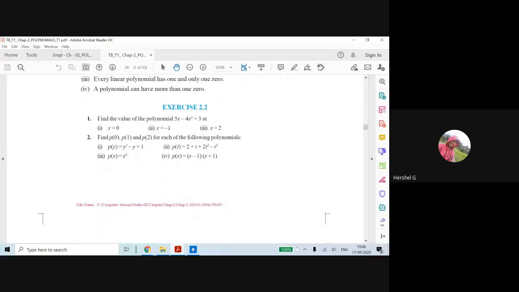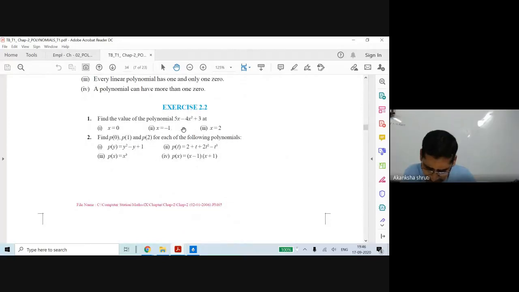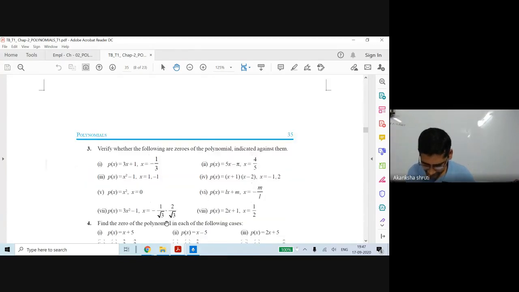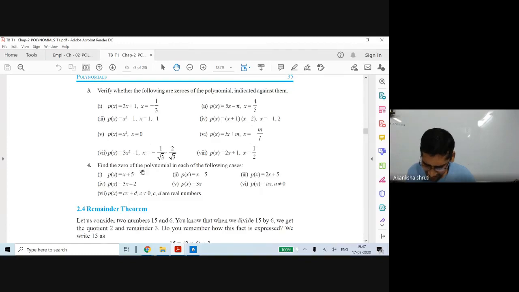Okay, students, now let us go for the homework and our textbook questions. Find the value of this at these places. You have to calculate P0, P1, P2 in all these cases. These are very easy. Verify whether zeros of polynomial or not. It is also very easy. Find the zeros of polynomial in each of the following. You just leave this fourth question, how to calculate these zeros. That is also nothing but just equating it to 0. Or let me write, calculate it.